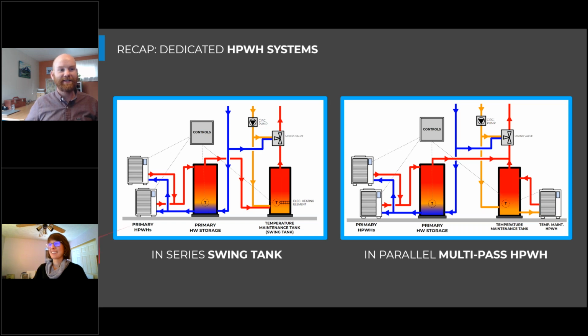So in-series swing tank, think CO2. And one of the first steps you should do is minimize the distribution losses, because the amount of energy you can transfer is directly correlated to the amount of use in your building. So you want to minimize those distribution losses so that you can reheat close to 100% with that transfer of energy from your primary system.